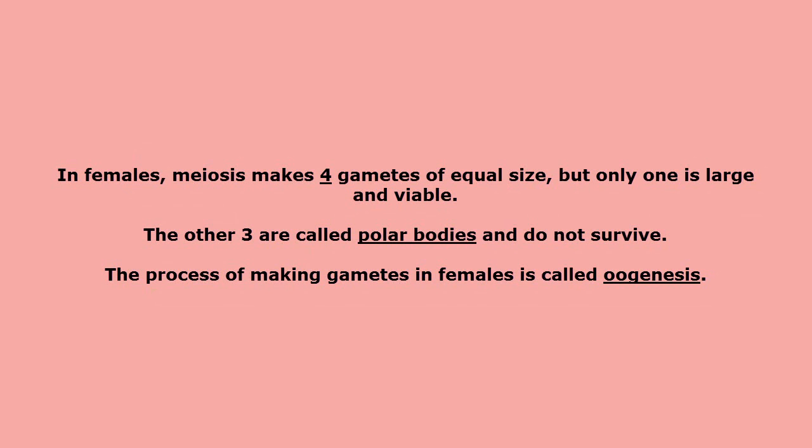In females, meiosis makes 4 gametes of equal size, but only one is viable, meaning usable. The other 3 are called polar bodies and do not survive. Making gametes in females is called oogenesis, and yes, there are 2 O's on purpose.